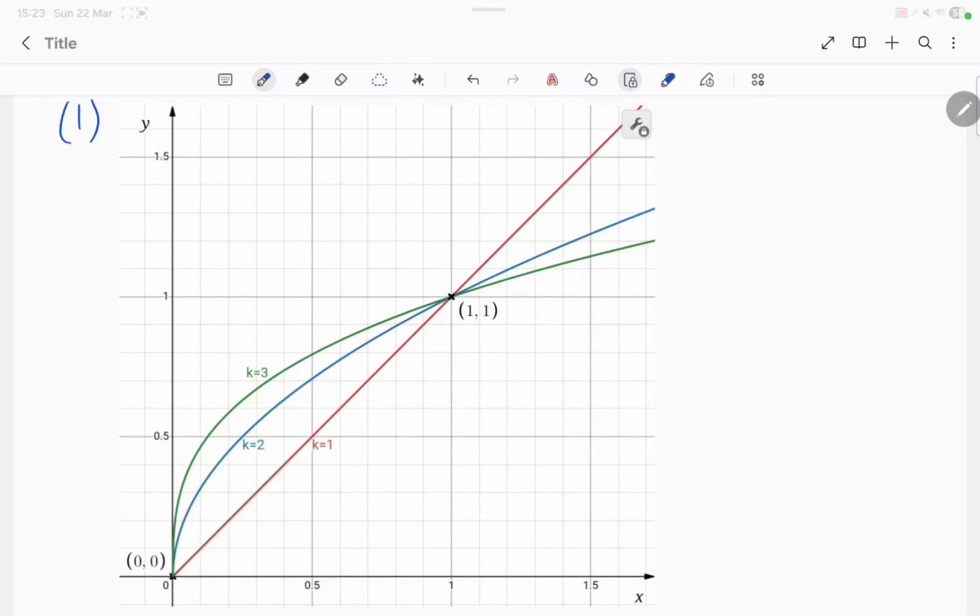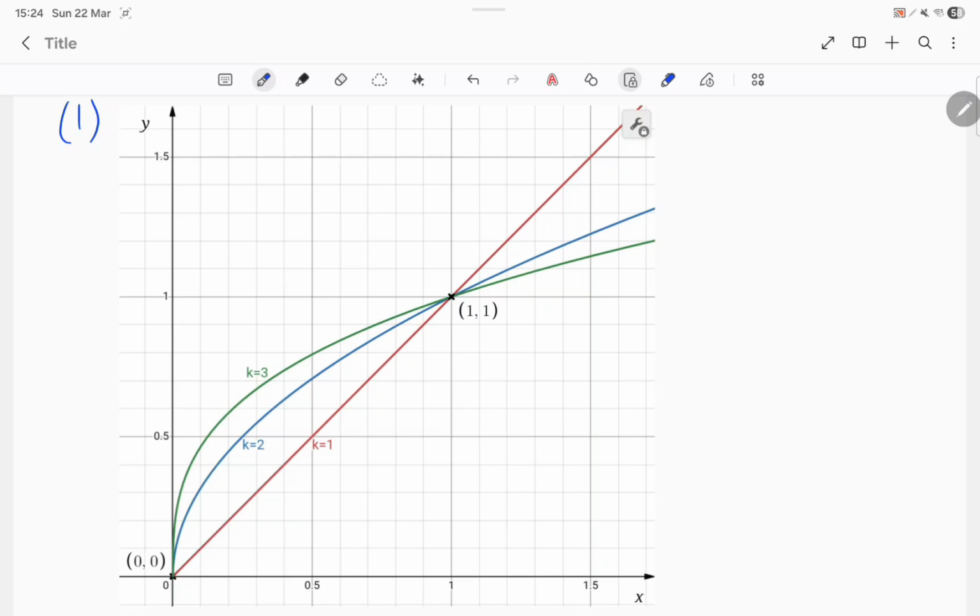Let's get started. Firstly, we'll move on to part 1 here, and we'll see that we have 3 lines, k equals 1, k equals 2, and k equals 3, drawn onto a grid here. K equals 1 gives y is equal to x, and therefore we simply have the y equals x line drawn for x is greater than or equal to 0.